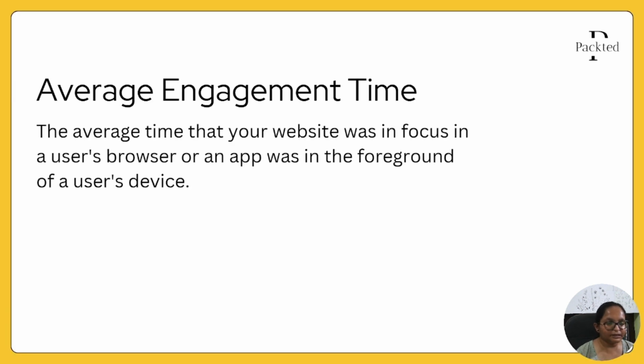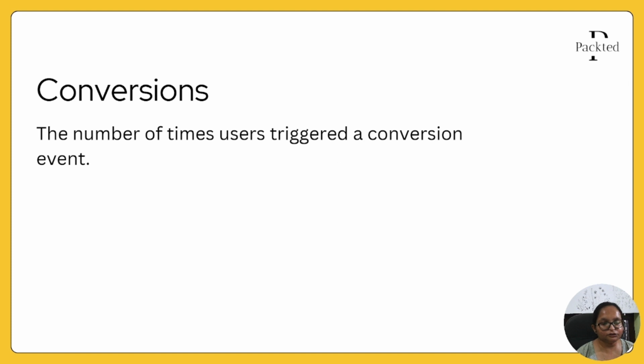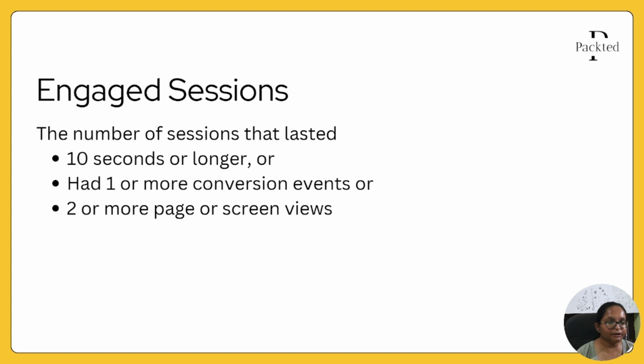The metrics are fairly similar to all other reports that we have seen before. The first is average engagement time. So the average time that your website was in focus of your user's browser or your app was in the foreground of a user's device. Next is conversion. So the number of times users trigger a conversion event. Next is engaged sessions. We have talked about this before, the number of sessions that lasted either 10 seconds or longer, or had one or more conversion events, or had two or more page or screen views.